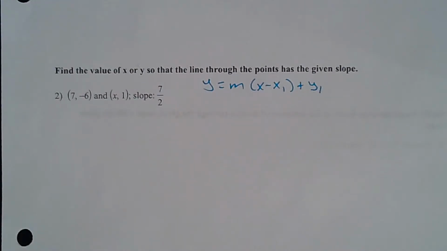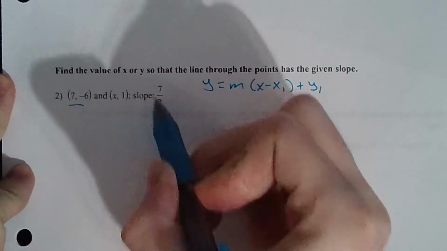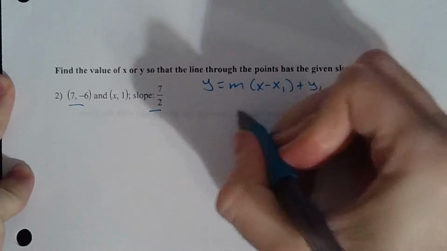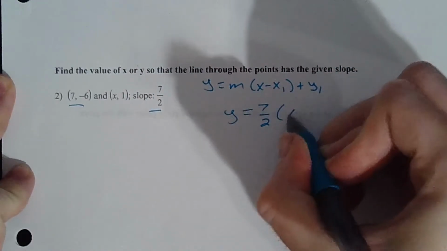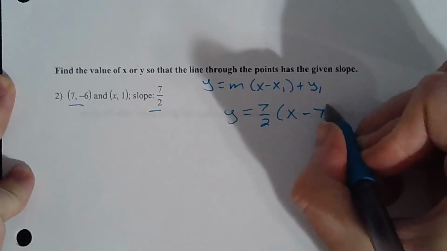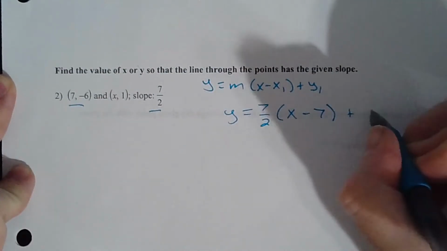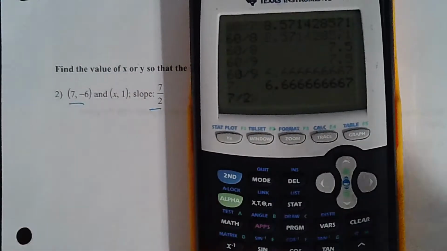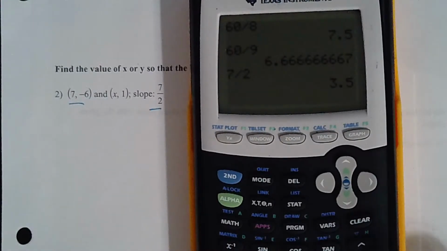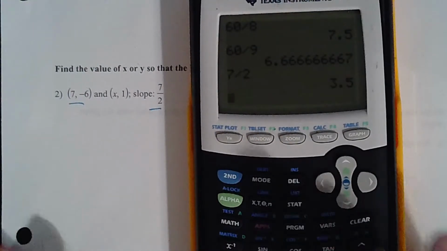So I'm just going to plug it directly in using our coordinate that we have here and our slope. So that's going to be y equals 7 over 2 times (x minus 7) plus negative 6. Now, I have found that students do not like fractions. Surprise, surprise. So what I can do is on my calculator, if I just type in 7 divided by 2, it will give me the decimal number of it. And I bet you you'll be happier with a decimal instead of a fraction.